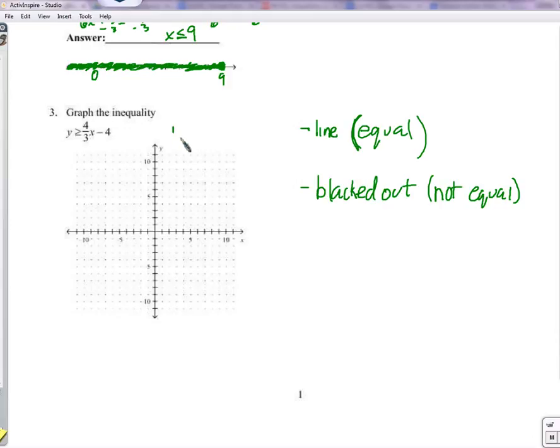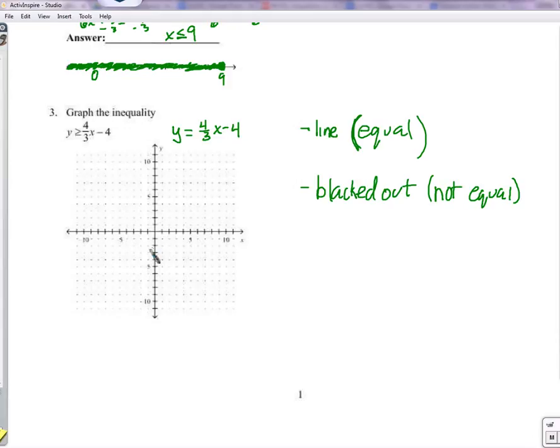Okay. Like I said, the line is made of all the points that make both sides equal, right? That make this happen. And in this case, since it does have a little equal to thing, we're going to include that line in our solution, in our graph. Okay, rather than just showing you where the line is, we're going to actually draw the line and include all those points in our graph.